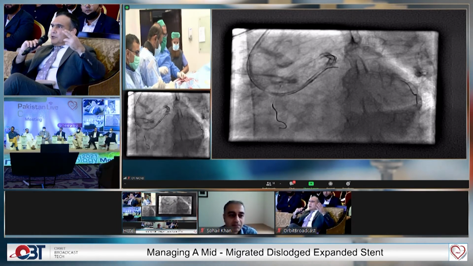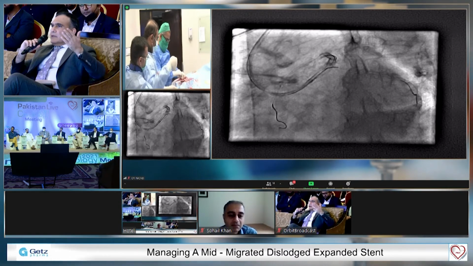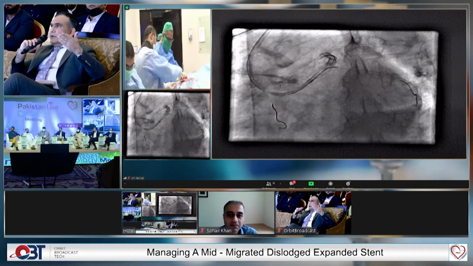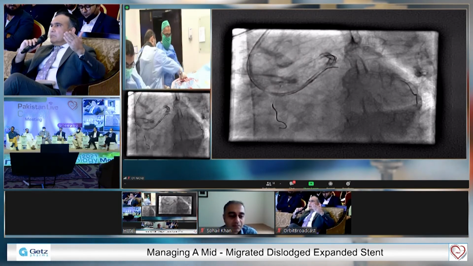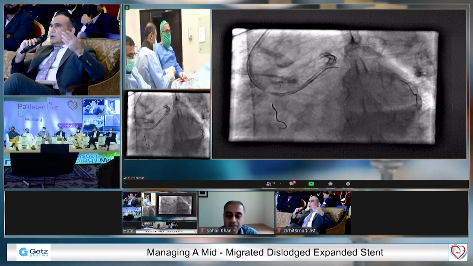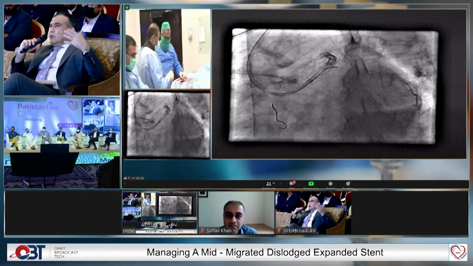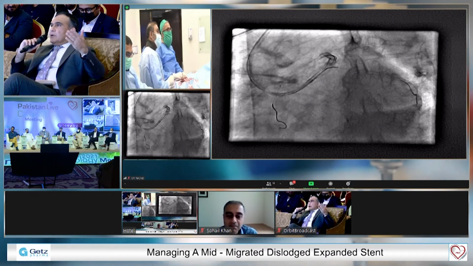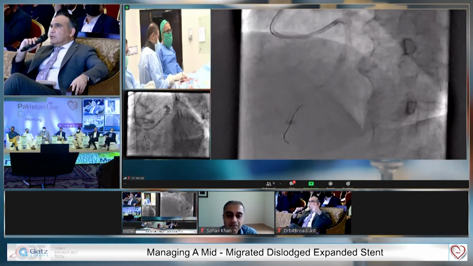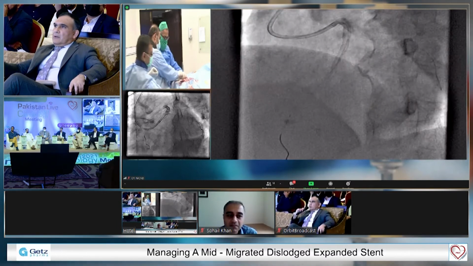At a high pressure, we did in the LAD, and then I rewired the circumflex and said that if we need to, we can always do a TAP there, or even do a culotte or a mini crush, because it was 90°. So we could do a T-stent, we could do a TAP, but basically from a DK crush two-stent strategy, we converted it into a single provisional. So let's see what happened.